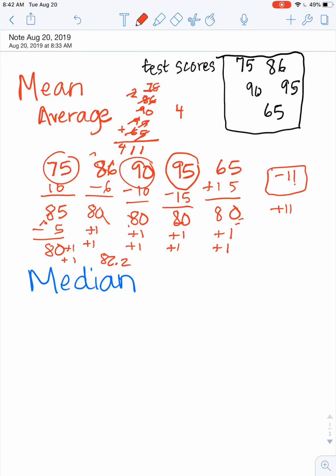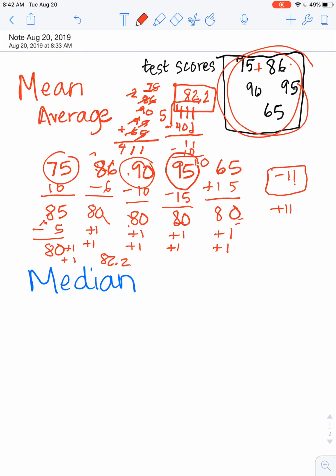So let's see if it's right. We'll do 411, and we're going to divide it by 5. So I know that goes 8 times, which is 40. Subtract, bring down my 1. 5 goes into 11 twice, which is 10. And then 5 goes into 10 twice, which is 0.2. So it is 82.2.